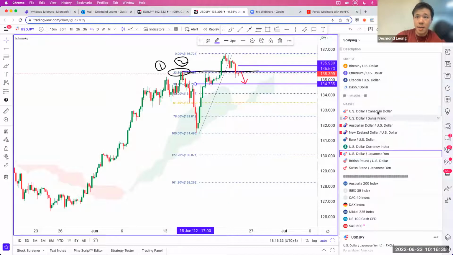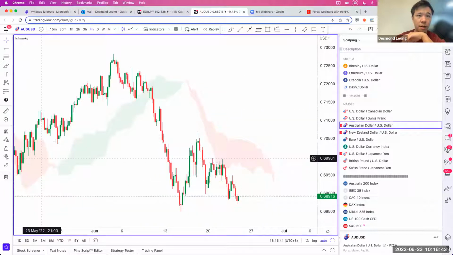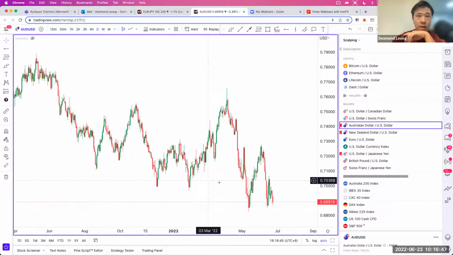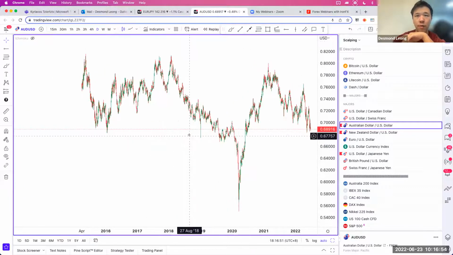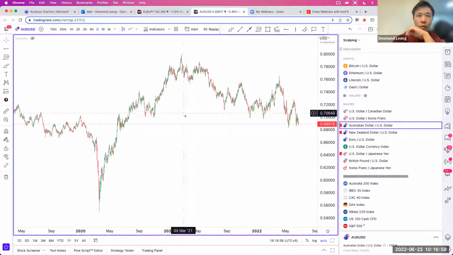Let's look at some other instruments. The other one I'm looking at is Aussie dollar. Let me explain to you on Aussie dollar. I'm going to remove the drawings. I'm going to hide the Ichimoku chart. Now, Aussie dollar, I always start off my analysis by going on the 1-day chart, one time frame higher, and I zoom out and zoom out and zoom out. So when I zoom out all the way, I roughly know what is the overall trend.